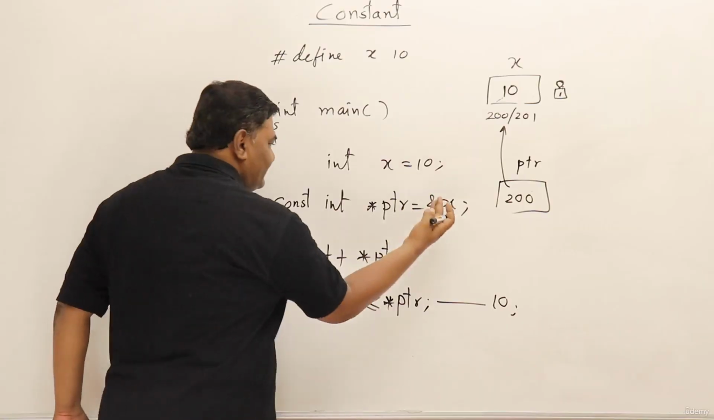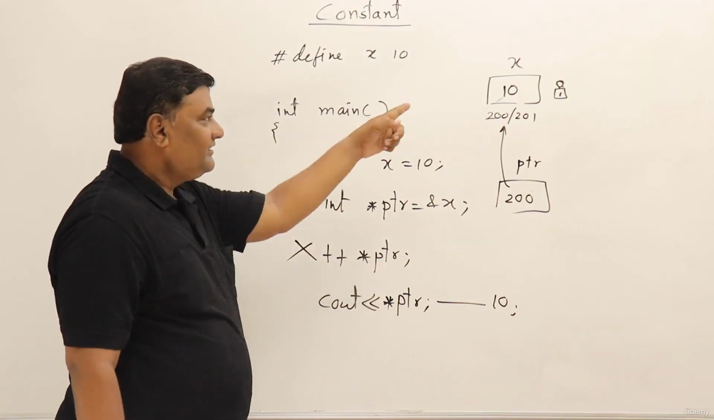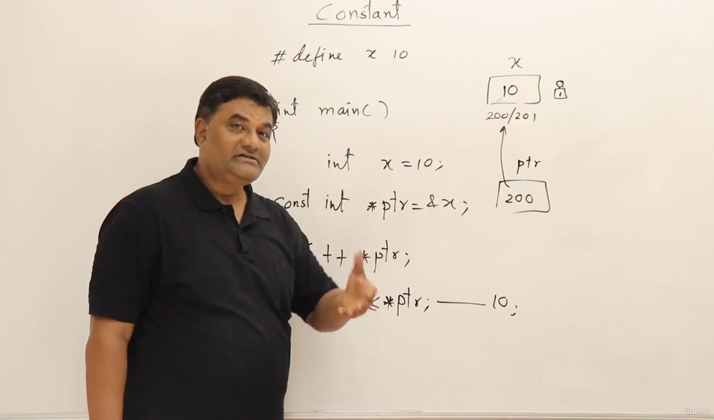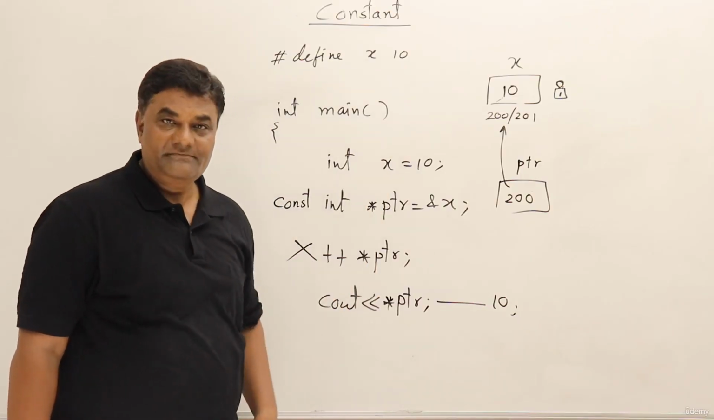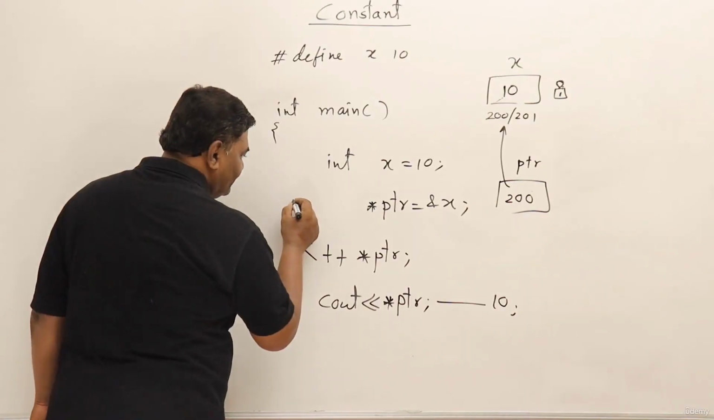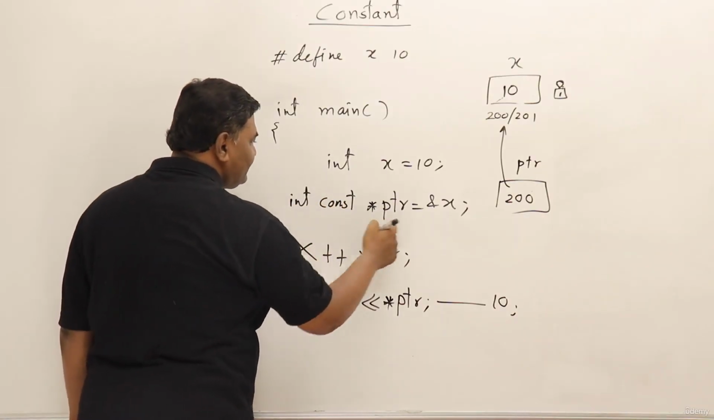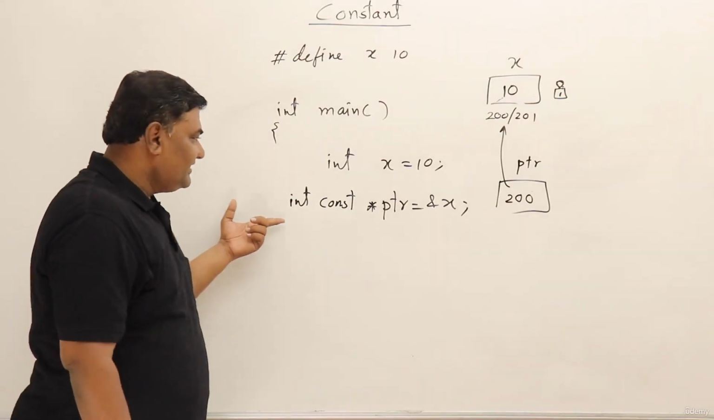So you read it from the right side. Pointer to an integer constant. So a pointer cannot modify the data because it will treat the data as a constant. This can be written in another way also. I can write it like this also: int and const, then star ptr. So even it can be written like this.